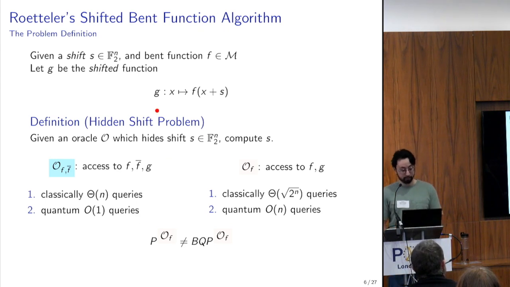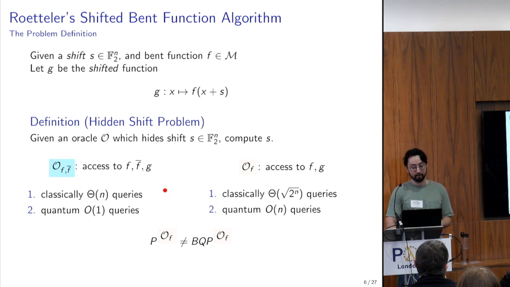So now we're in a position to define the problem of the hidden shift. Given a bit string S and a bent function in M, we'll call G the shifted function, which just computes F shifted by our bit string S. And then the hidden shift problem is just to compute S given an oracle which hides this S. And what does it mean to hide it? Well, we might have two different variations of an oracle. One gives access to the original function F, its dual, and the shifted function, and this red oracle here gives access to the original function and the shifted function.